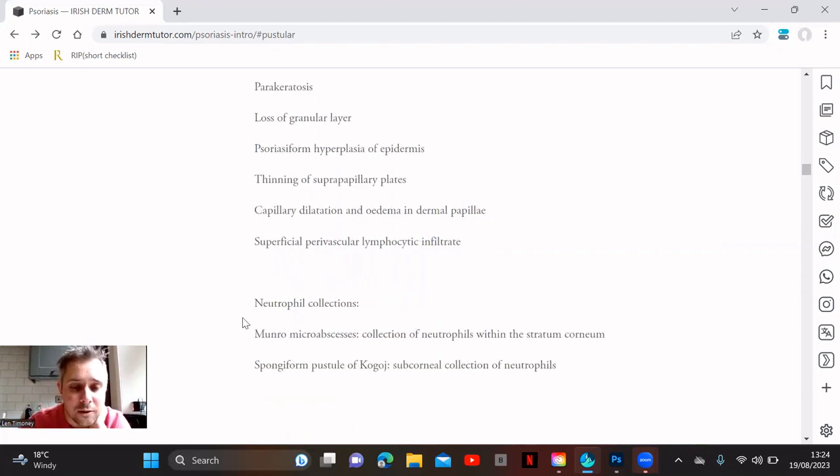And the two things you might see when you read about it is you can get neutrophil collections. If you get a collection of neutrophils within the stratum corneum itself, they're called Munro microabscesses. And if you just get a subcorneal collection of neutrophils, it's called spongiform pustules of Kogoj. And so that might all be gibberish to some people seeing this video, but I hope in the near future to go into that with some slides, so it makes more sense.